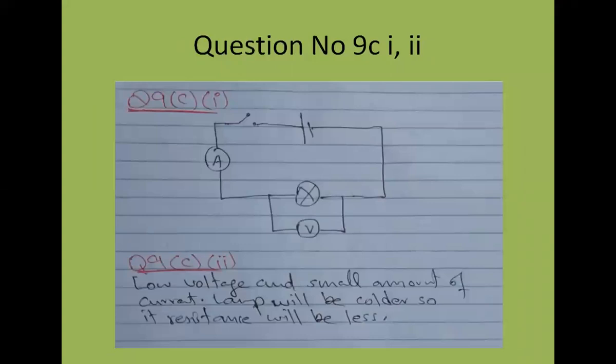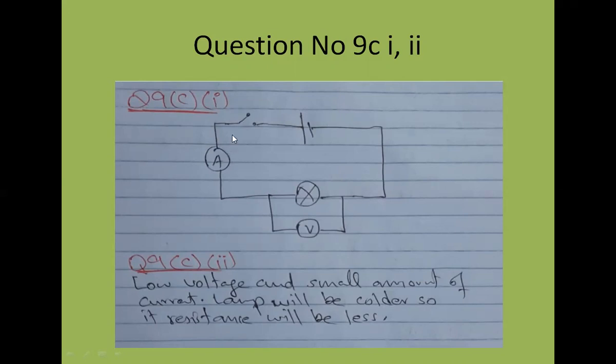Here we go. So you can see here I have drawn a diagram. Here we have a cell. It's a 1.5 volt cell. Here we have a switch. Here I have connected an ammeter. The ammeter is connected in series with the lamp. And here we have a voltmeter, which is connected in parallel to the lamp.